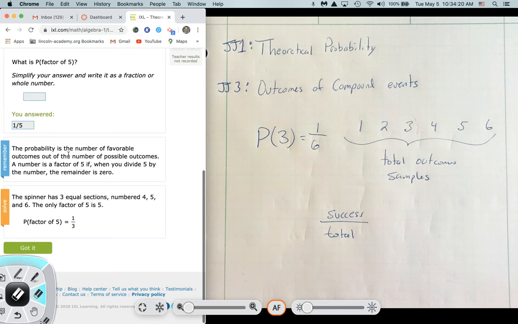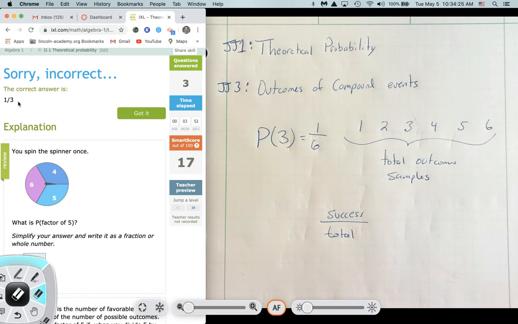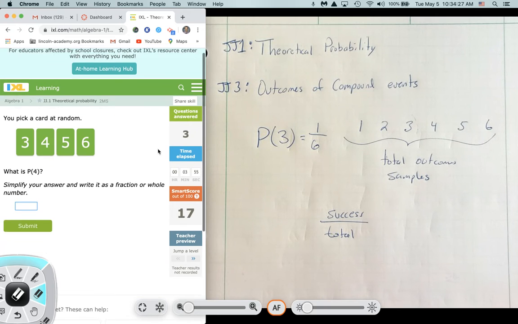Sorry, what did I do? I put 1 out of 5. You know what I meant, 1 out of 3. I put 1 out of 5. So be careful when you type your answers in that you don't type them incorrectly.